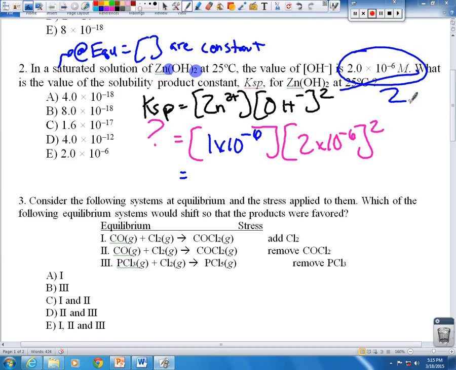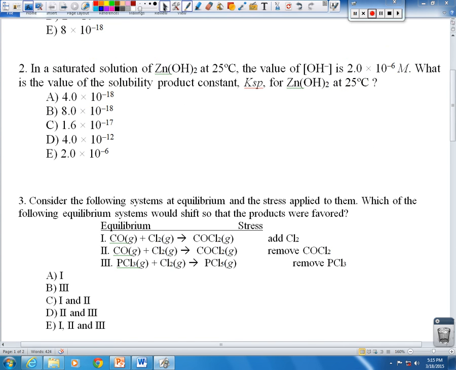So 2 times 10 to the negative 6 squared is what? 4 to the negative 12th? 4 to the negative 12th times 1 times 10 to the negative 6. Is that 4 to the negative 18? Right or wrong? Oh, wow. I was right. It makes me happy when I get those numbers right. But that makes sense? All right, so the whole key to this problem, why did I show you this problem? You have to half the concentration of the zinc ion. Okay? All right, very good.